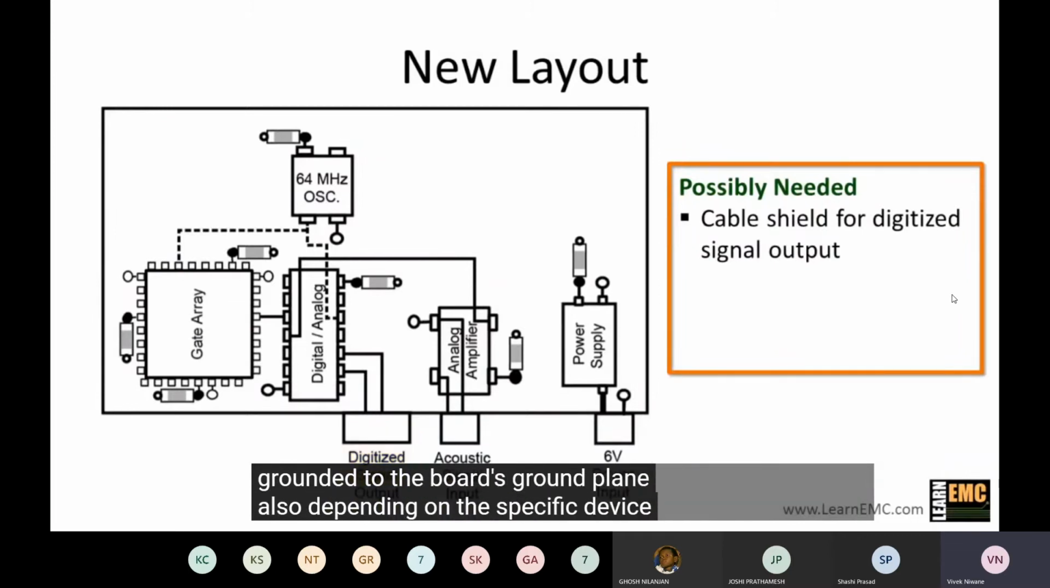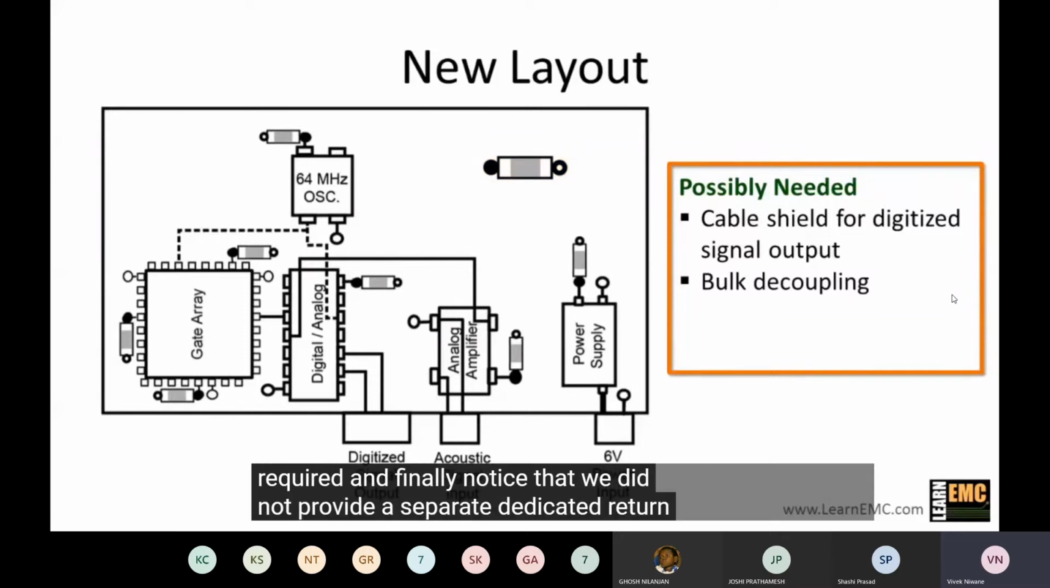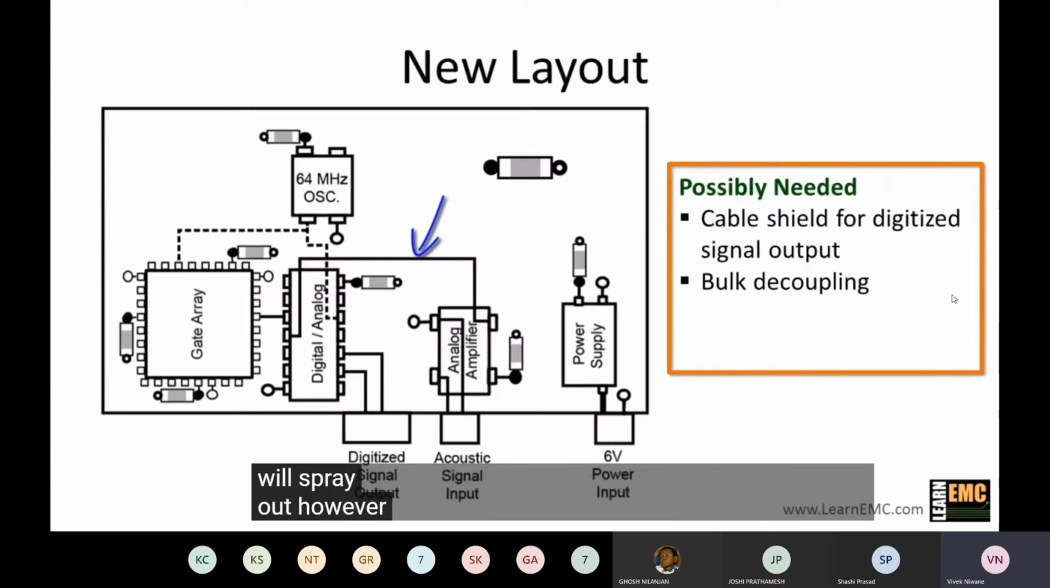Also, depending on the specific devices used and the quality of the power input, additional bulk decoupling may be required. And finally, notice that we did not provide a separate dedicated return path for the amplified acoustic signal. The current return path for this signal is the ground plane, and since this is a low frequency signal, the return current will spread out. However, this signal has a higher amplitude than the unamplified acoustic signal. The implicit assumption we made was that the amplified acoustic signal would not be sensitive to crosstalk at -60 dB.